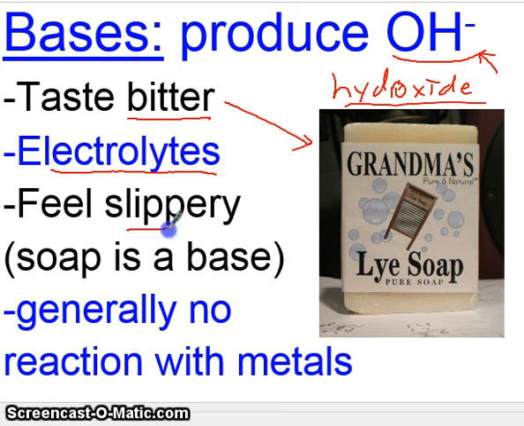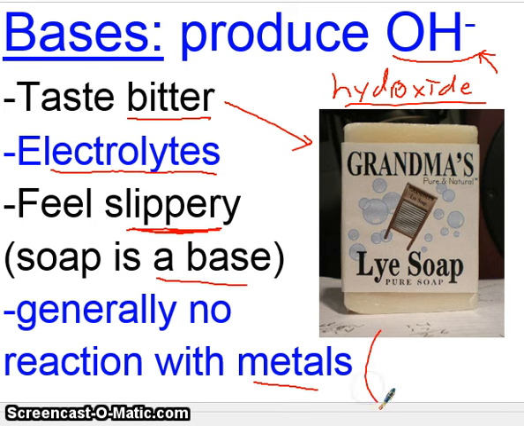Now, they feel slippery. Very often you can feel that you have a base on your hands, say in the laboratory, because your hands all of a sudden will feel slippery. This is actually an indicator you have a base and you have to wash your hands. Soap is slippery because soap is a base. And in general, there are no reactions with metals. This is in contrast to acids. Each one of these points essentially is compared to acids.